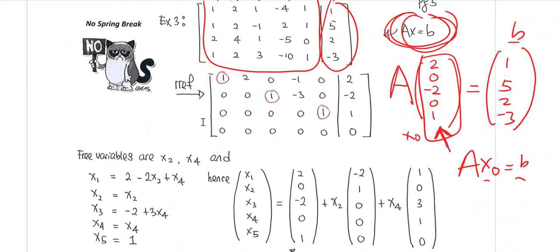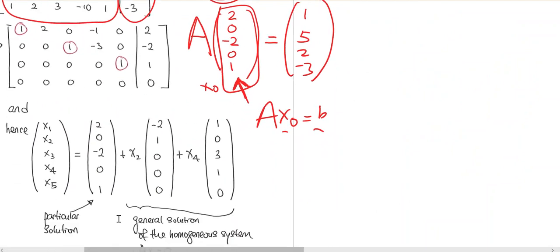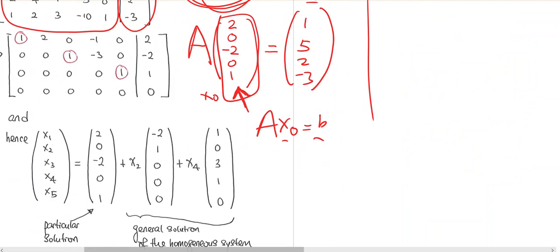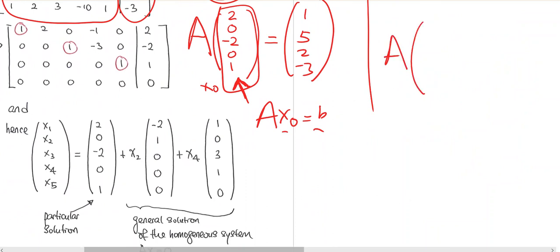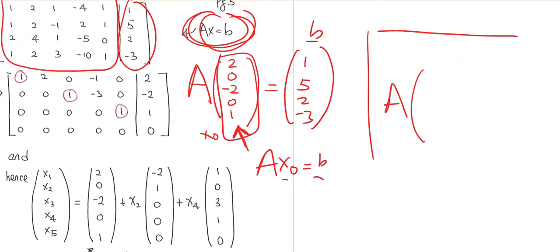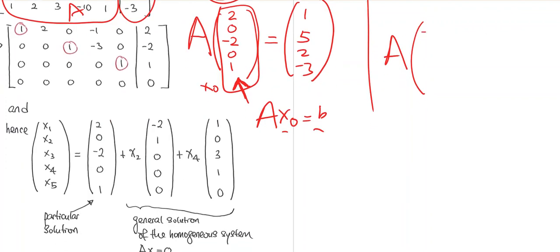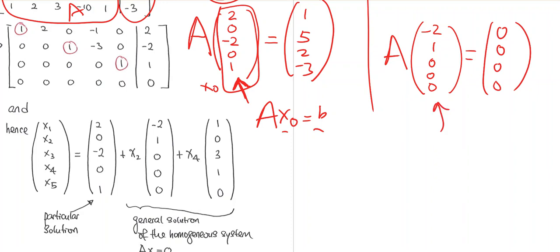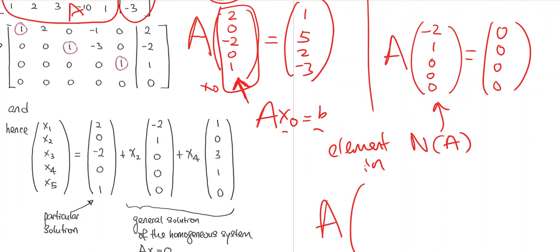All right. Now, since we are looking at this matrix, might as well ask you to do a few more things. If you compute the following, take the matrix A and multiply by -2, 1, 0, 0, 0, you will get 0, 0, 0, 0. So this is one of the elements in the null space of A. Right, that's the definition. The null space of A consists of those X that solve AX equal to 0.